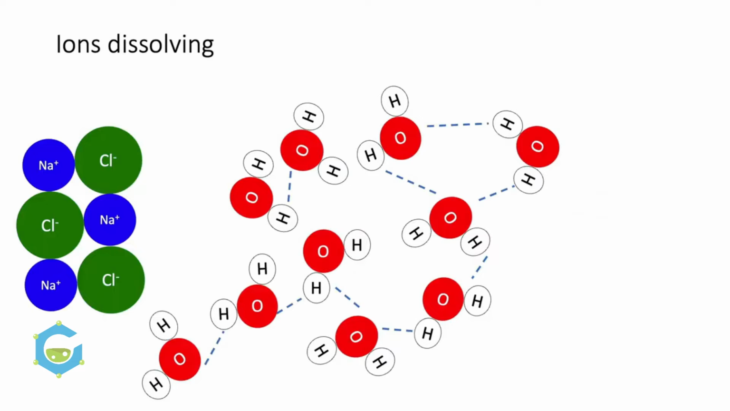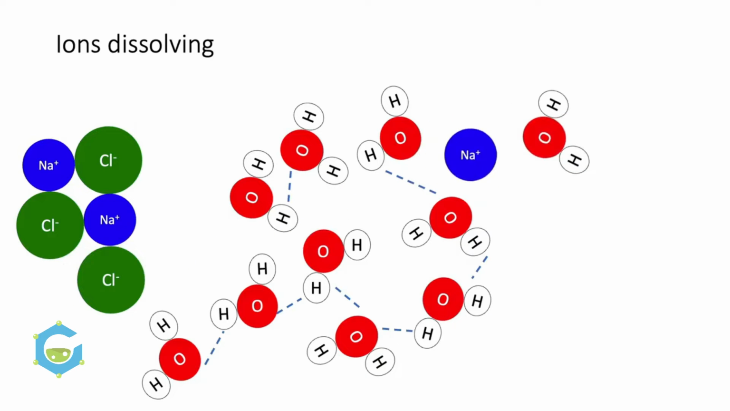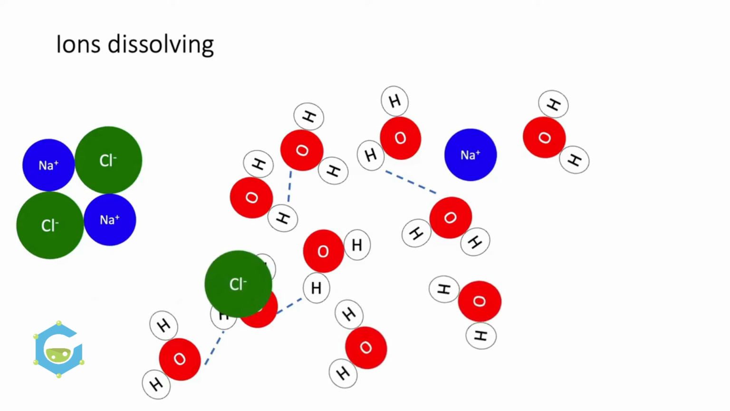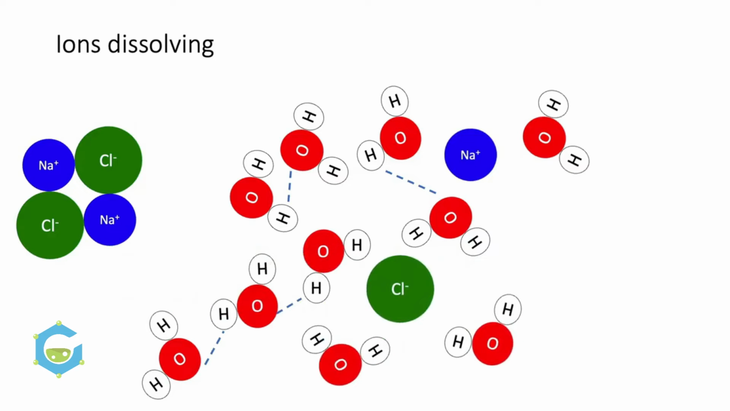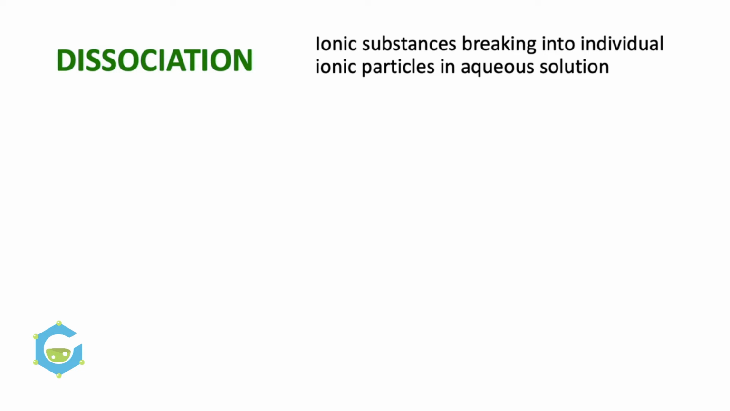If you throw an ionic compound in water and it starts to dissolve, the ionic compound will actually come apart, with each of the ions undergoing a process that we call dissociation. They're basically splitting apart from each other, and they end up in solution. So the positively charged sodium ion now has negatively charged oxygens facing it, and the chloride ion again ends up with the positively charged hydrogens facing it. Dissociation is the process of something breaking into individual charged particles in aqueous solution.